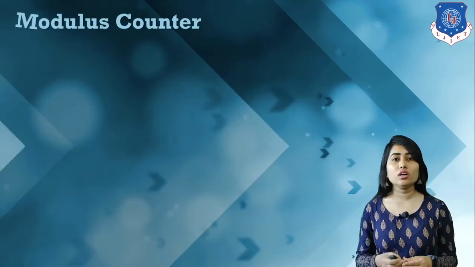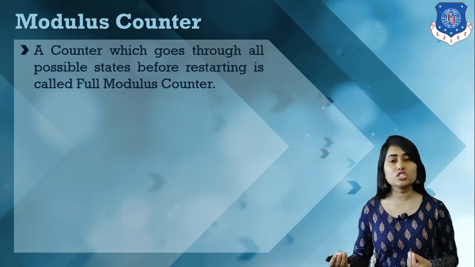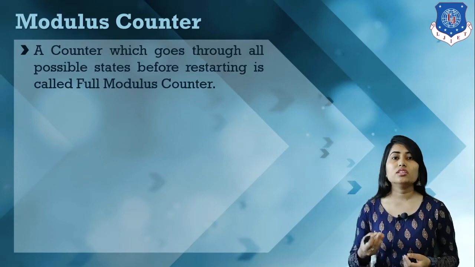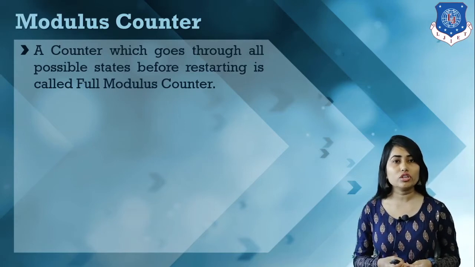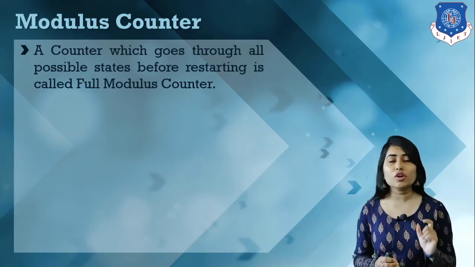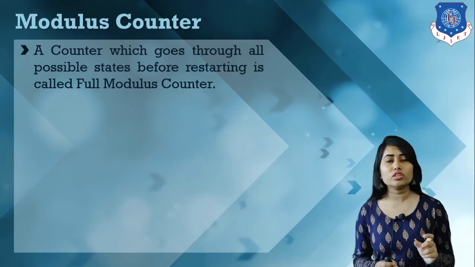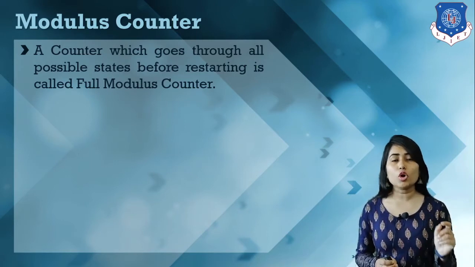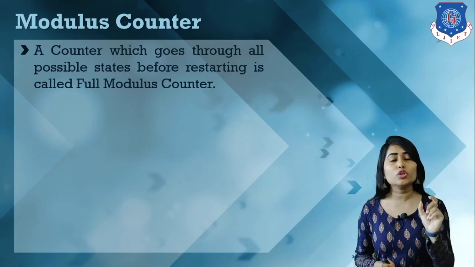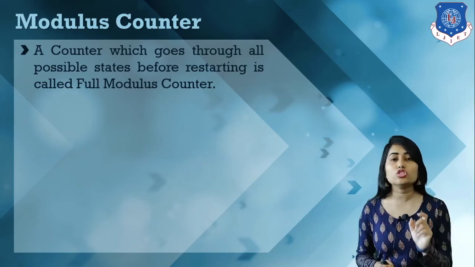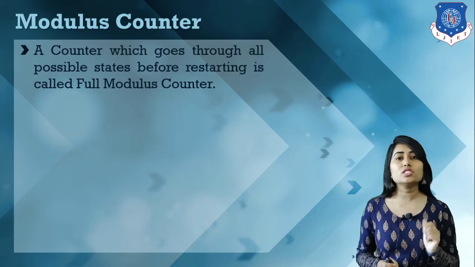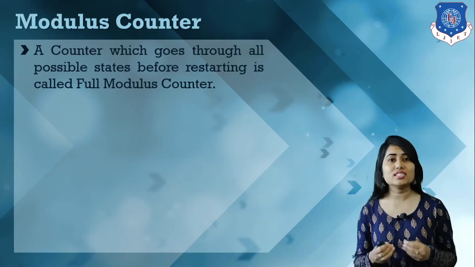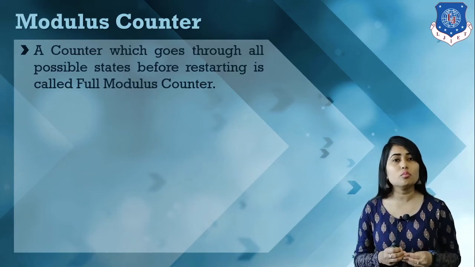Next we have the modulus counter. This is not a classification of counter, but it is one kind of counter which is known as a modulus counter. We know that the total number of values counted by our counter is known as the modulus of that counter. For example, we have a modulus 16 counter. So this modulo 16 counter counts a total of 16 values, from 0 to 15. Okay, so this is known as a modulus counter.